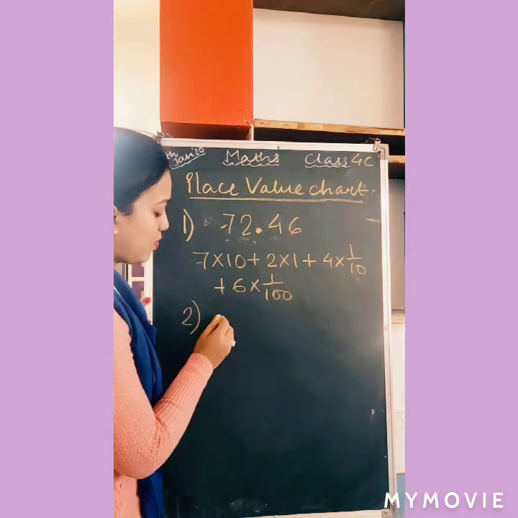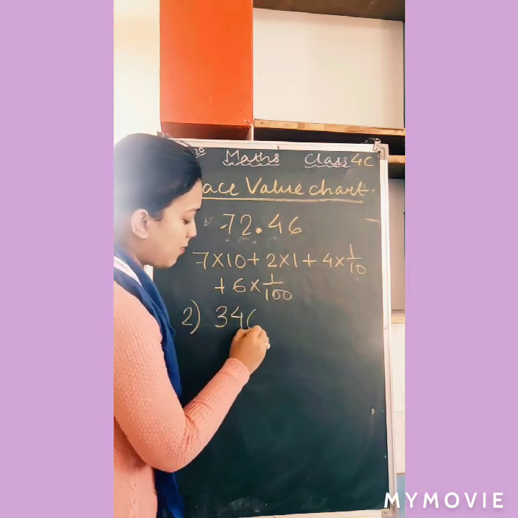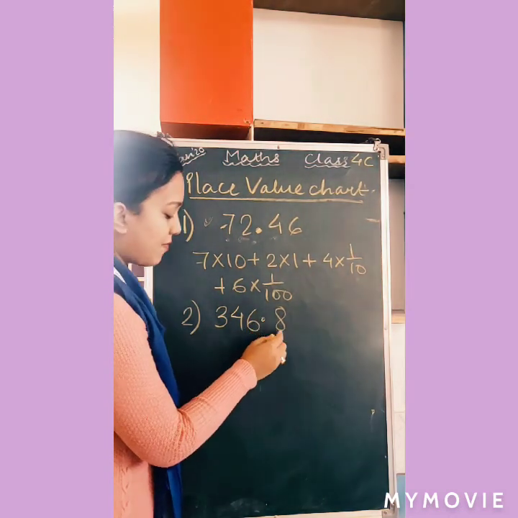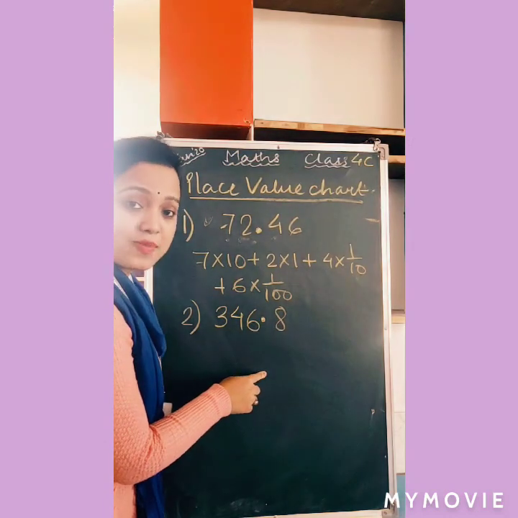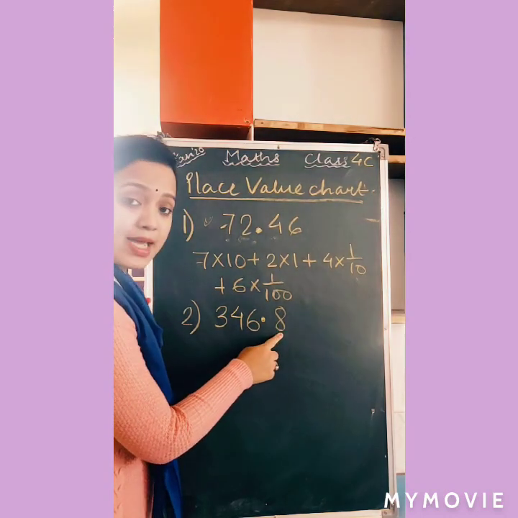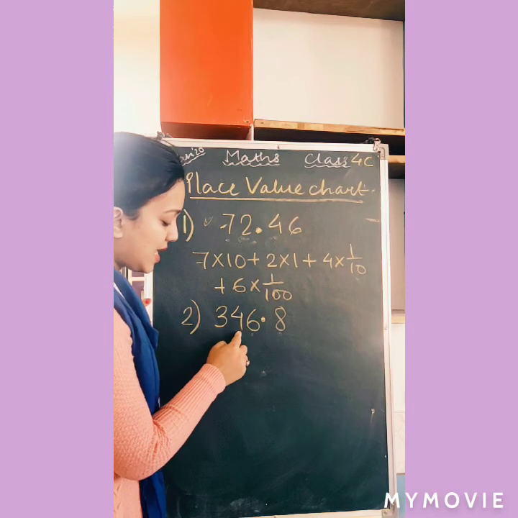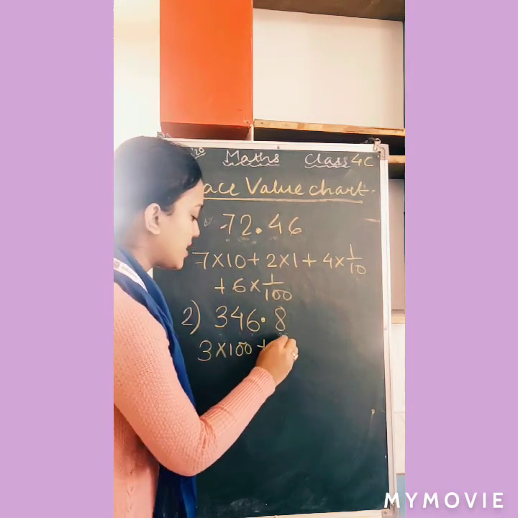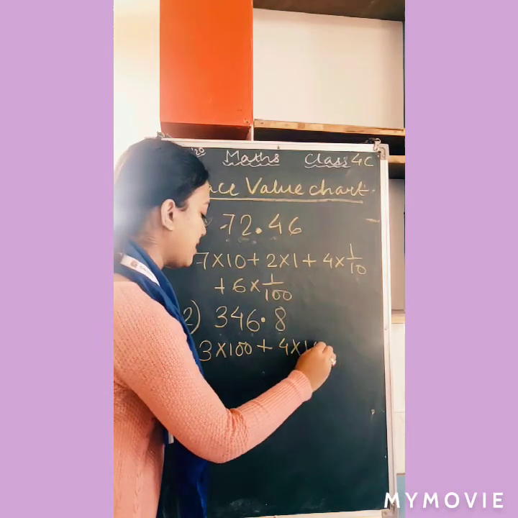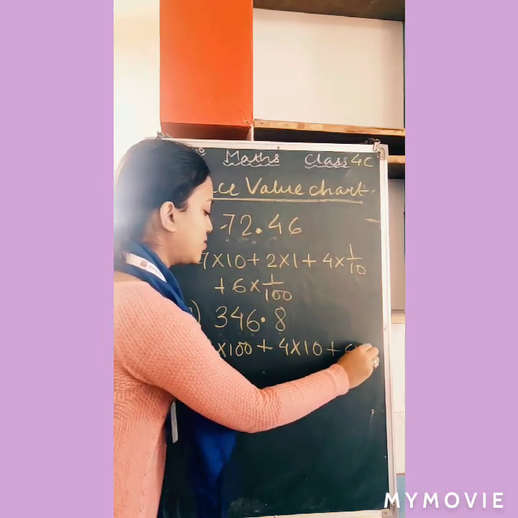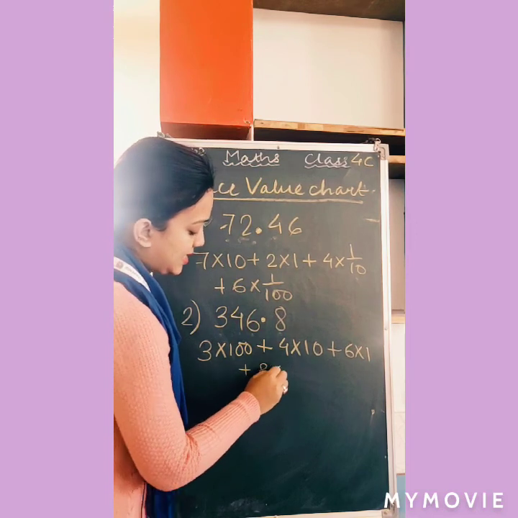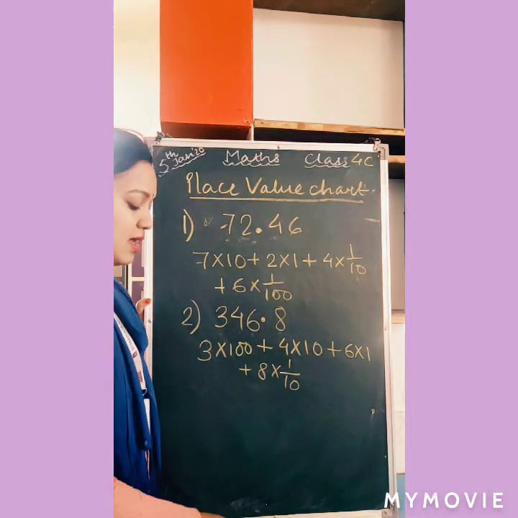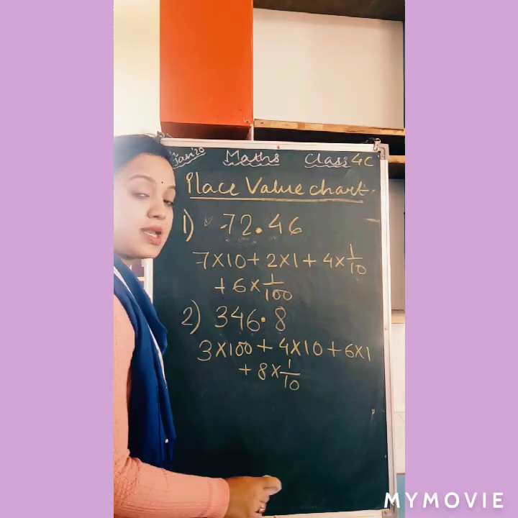Like I will give you one more number. Suppose 346.8. Correct? Now after my point I know it starts from the 10th place, so it is in the 1 by 10 place. Now this is ones, tens, 100. So 3 into 100 plus 4 into 10 plus 6 into 1 plus 8 into 1 by 10. Correct? This is done. This is known as the expanded form.